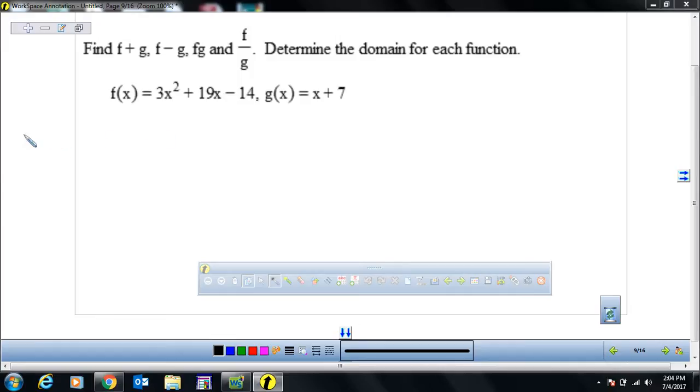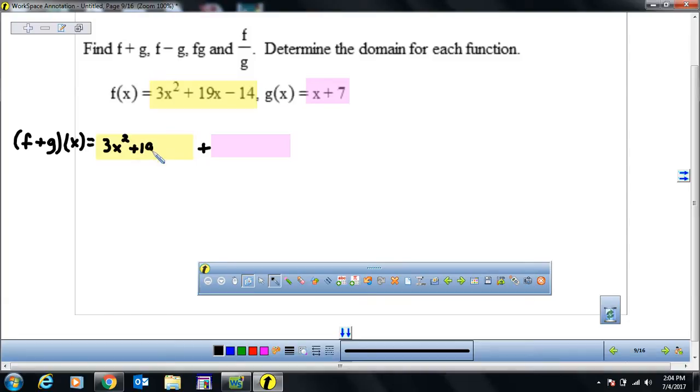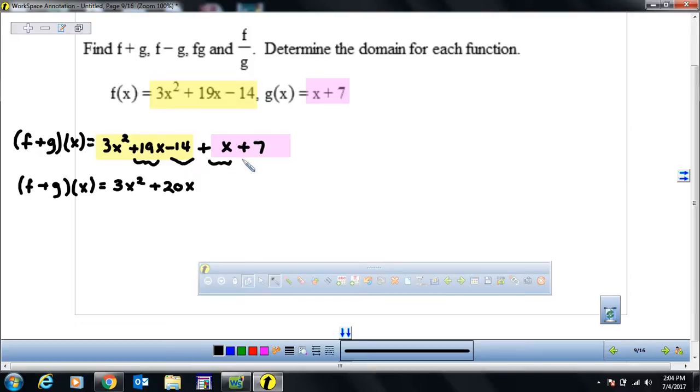So let's go ahead and start with f plus g. We're going to first create the function f plus g of x. What does that mean? We need to add the function f of x plus the function g of x. So we're going to add the function 3x squared plus 19x minus 14 plus the function g of x, which is x plus 7. Now all we have to do is combine like terms. The 3x squared is going to stay by itself, but we can combine 19x plus x, which gives me plus 20x. And then we can combine negative 14 plus 7, which gives me negative 7. So this is the function f plus g of x: 3x squared plus 20x minus 7.